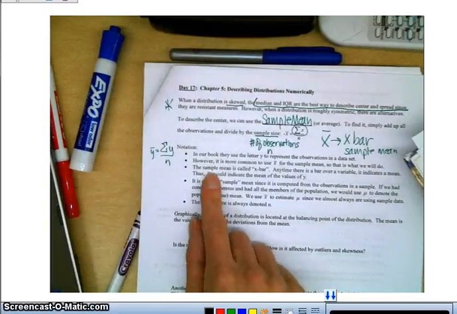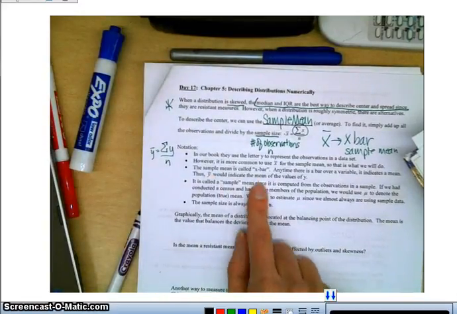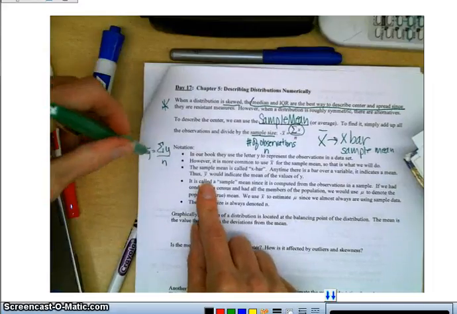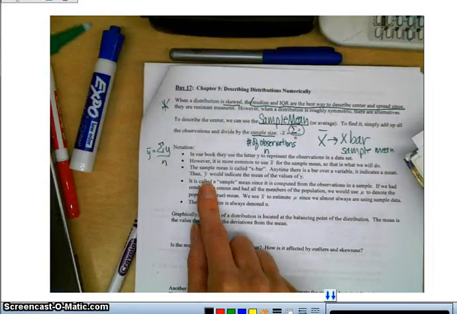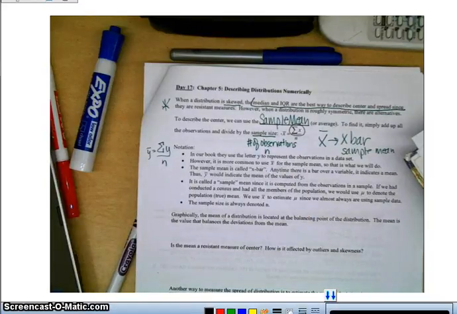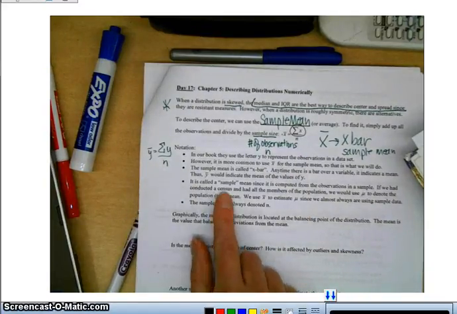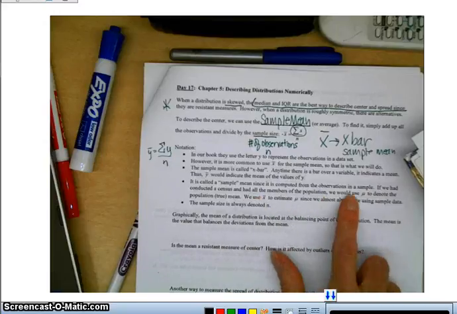All right, tells you how to say it. We do actually find y bar, which would mean the average of the y values. When we have linear regression that deals with ordered pairs rather than just single data, we'll have y bar. So that's why we use x bar most of the time. Okay, it's called a sample mean since it's computed from the observations in a sample.